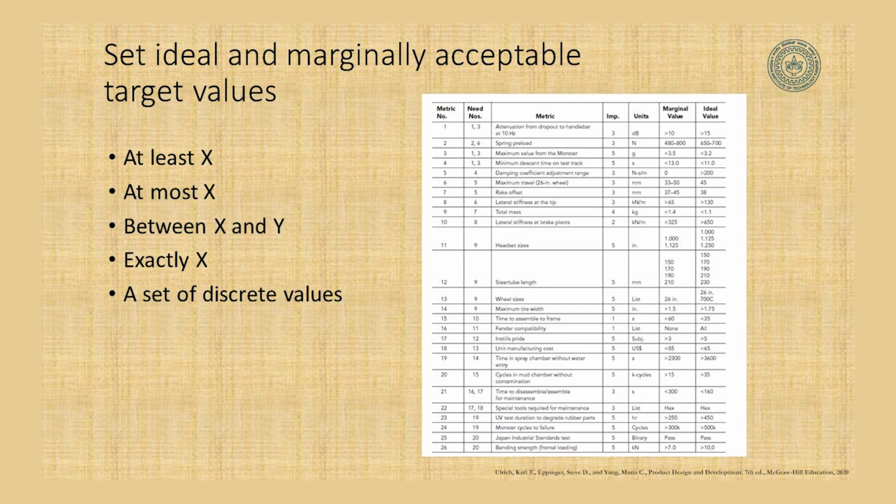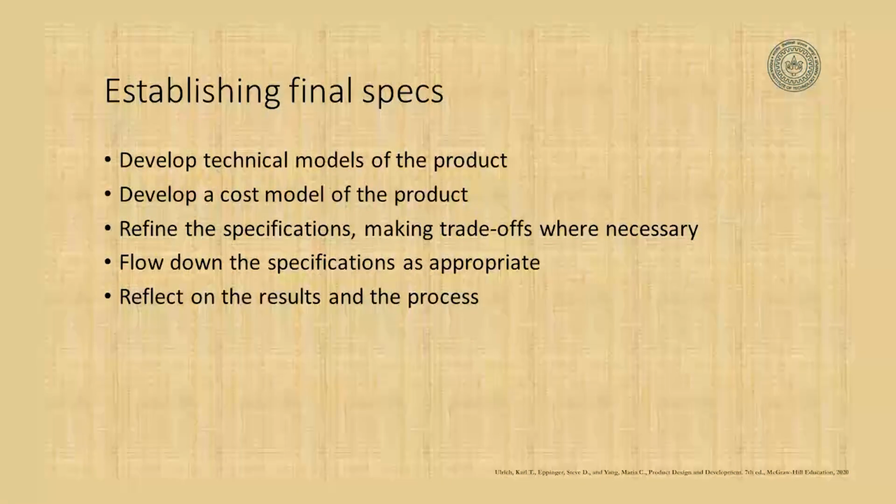So, they are a set of discrete values. Here you can see for some they have used the greater than sign, for some the less than sign has been used, for some it has been just a specific value is equal to. The wheel size is equal to 26 inch. And again marginal values and ideal values, see the attenuation has to be at least 10 decibels, but ideally if you can get to 15 decibels or more then it will be good. So, that is how you do that.